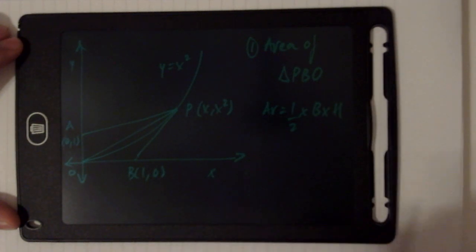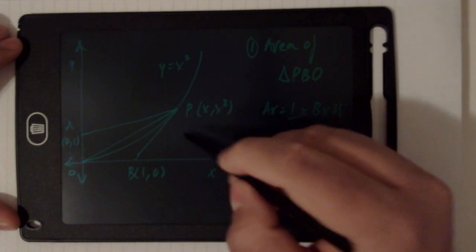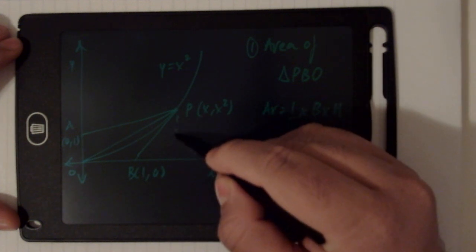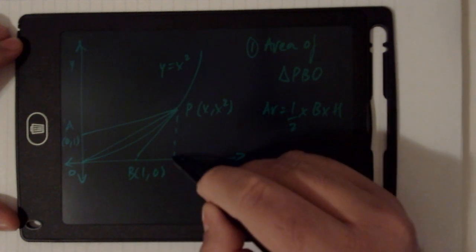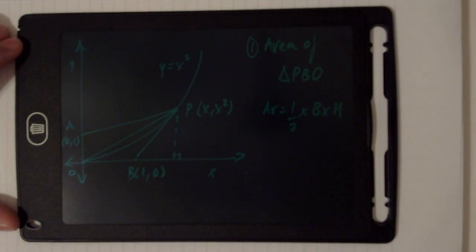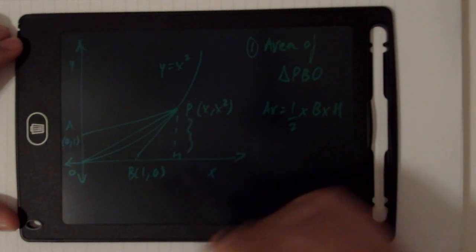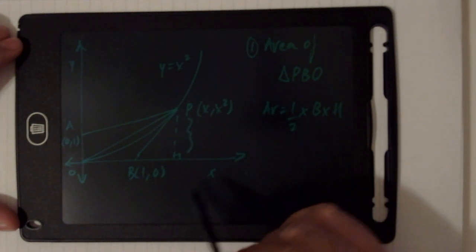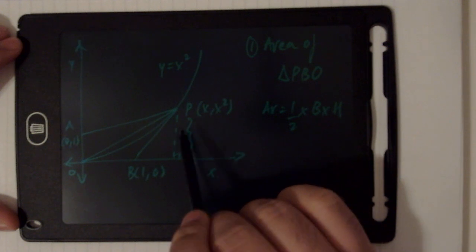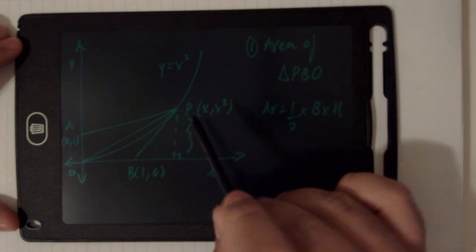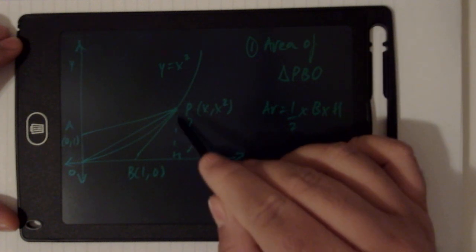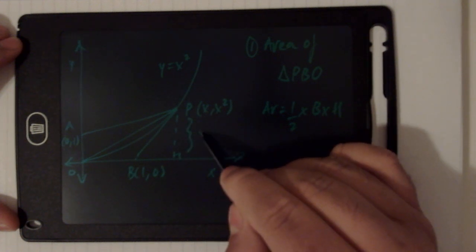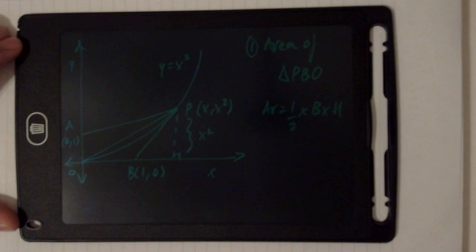So for the triangle PBO, what's the height? Say we drop a perpendicular onto the x-axis from the point P. I'm going to mark that as a right angle. So what's the height of this point? If you take a look at this portion, the y-coordinate of point P is just the height of this line segment. So that's just x squared.